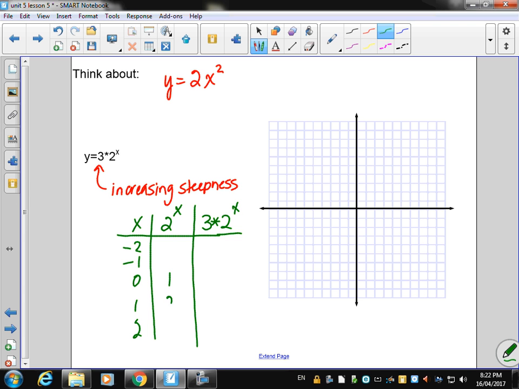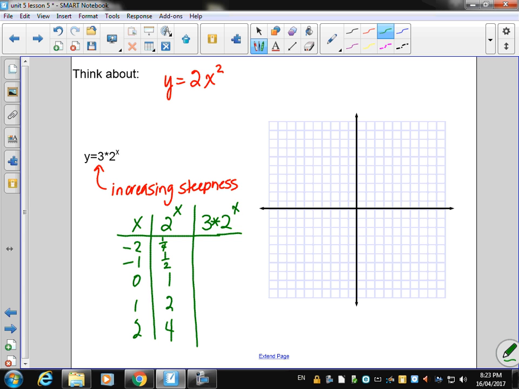2 to the 1 is 2. 2 to the 2 is 4. If I have a negative exponent, it means flip. 2 to the -1 is a half. 2 to the -2 is a quarter. We're going to need to get used to what these look like.